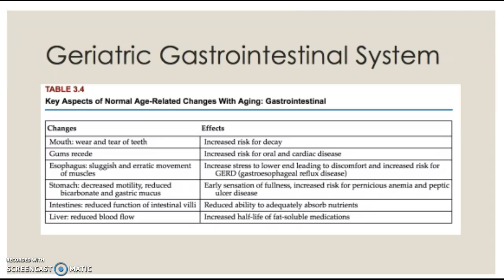It talks about the intestines and the reduced function of the intestinal villi. The importance of the villi is to absorb nutrients, so the reduction of that causes an increased need for the nutrients in the body. And it also has at the bottom about the liver, and that reduces blood flow to the liver as you get older. And that increases the half-life of fat-soluble medications.